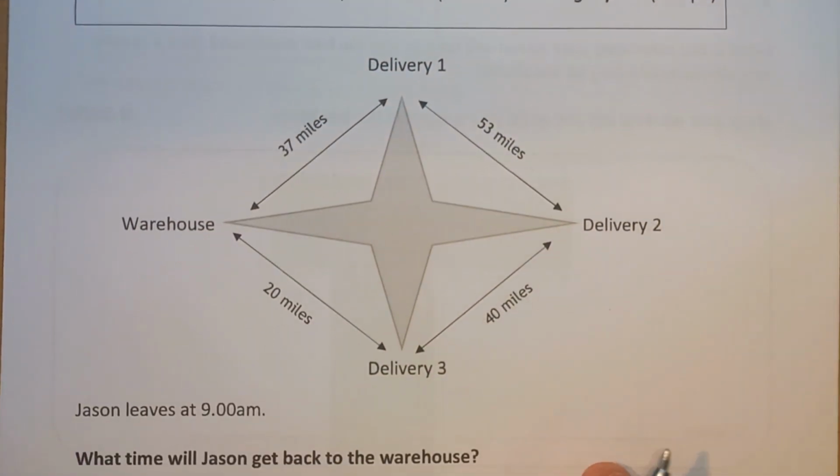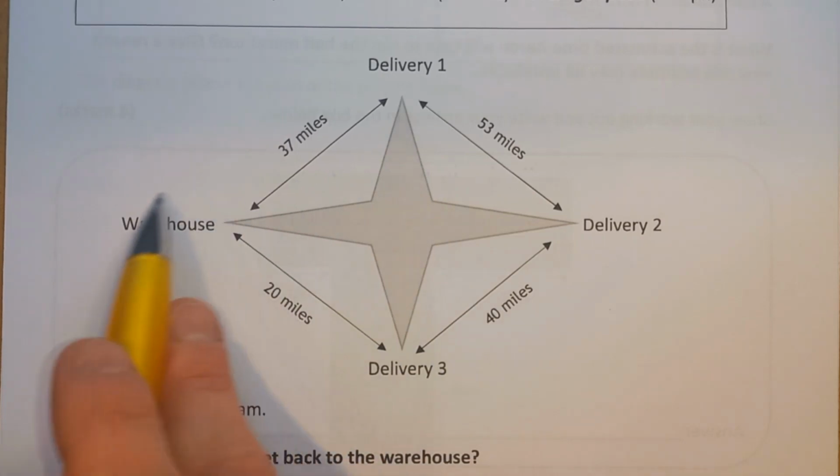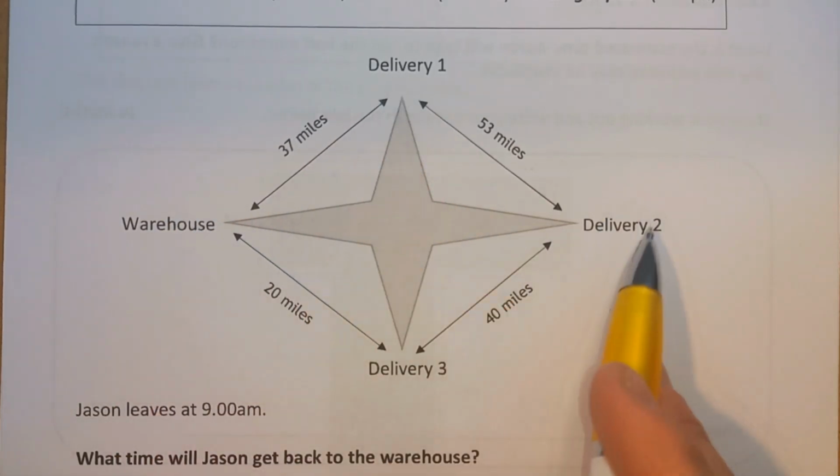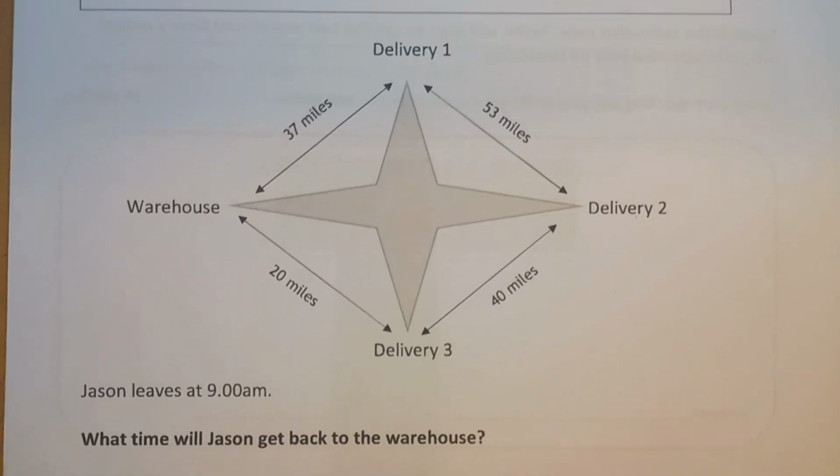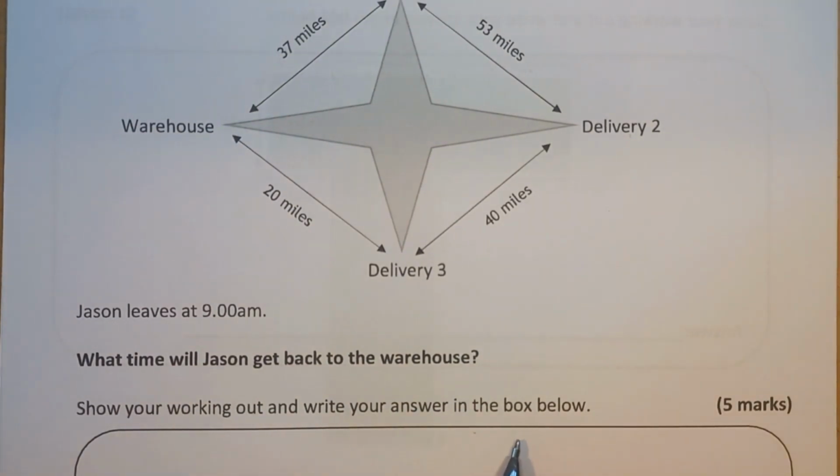Okay, so we've got a picture here. So this is the warehouse, that's delivery 1, that's delivery 2 and delivery 3. Okay. Jason leaves at 9 a.m. What time will Jason get back to the warehouse? Show your working out and write your answer in the box below.